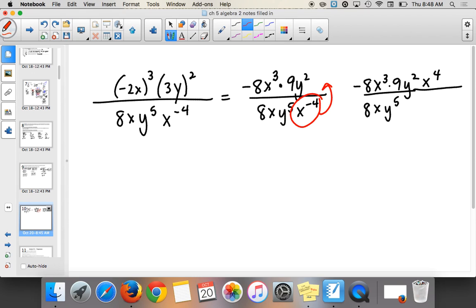All right, so I look for things that are going to reduce. So my negative 8 and my 8, those do reduce down. What am I left with? Negative 1, right?